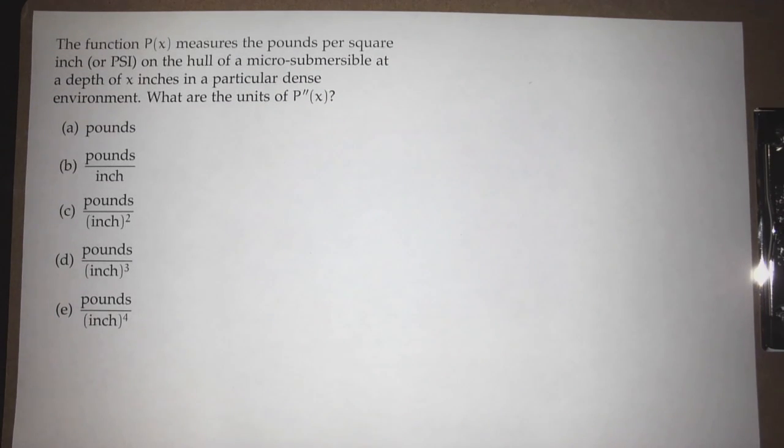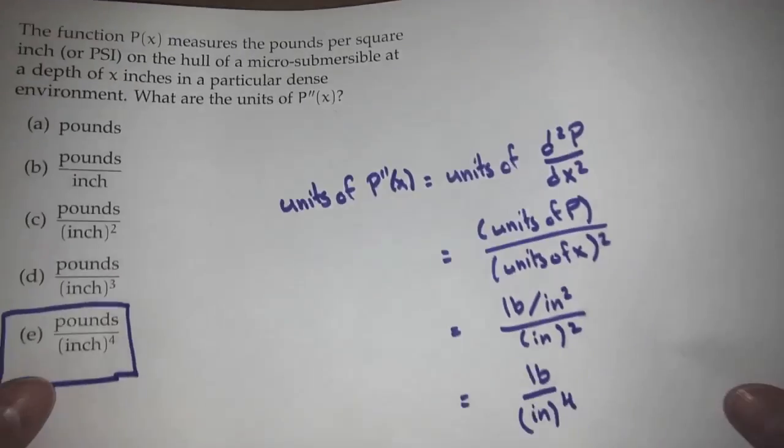All right, the function p of x measures the pounds per square inch, PSI. That's what PSI stands for. On the hull of a microsubmersible at a depth of x inches in a particular dense environment. What are the units of p double prime of x? So we have pounds, pounds per inch squared, pounds per inch cubed, pounds per inch to the 4th. The answer is E.